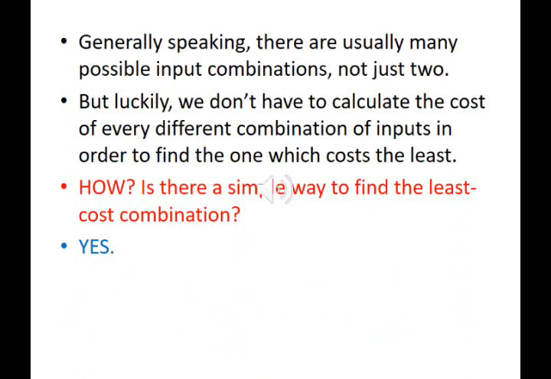In the previous example, our firm was facing just 2 options, A and B, just 2 production functions. And it had to calculate the total cost of each one of these 2 production functions and choose the one with the least cost. However, in reality, there are usually many possible input combinations, not just 2. But luckily, we do not have to calculate the cost of every different combination of inputs in order to find the one which costs the least. Why? Is there a simple way to find the least cost combination? Yes, there is, and this is what we will be explaining in the next slide.